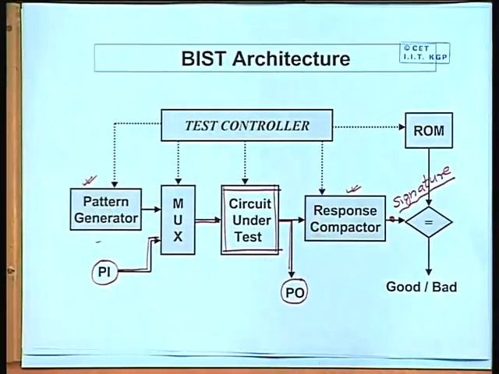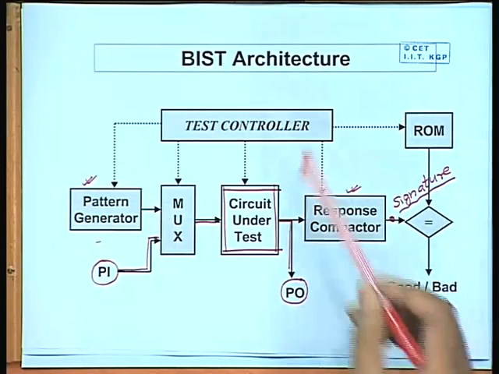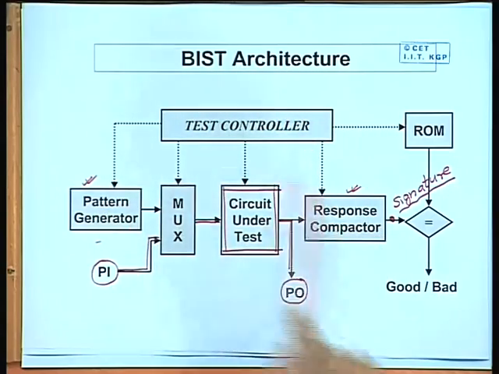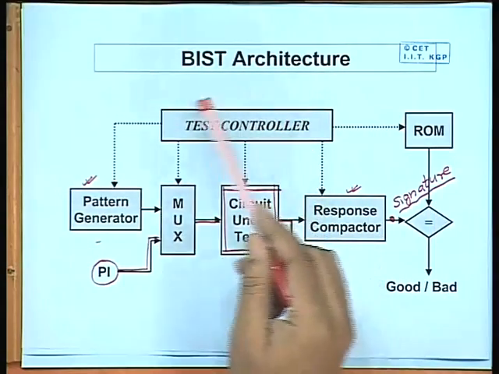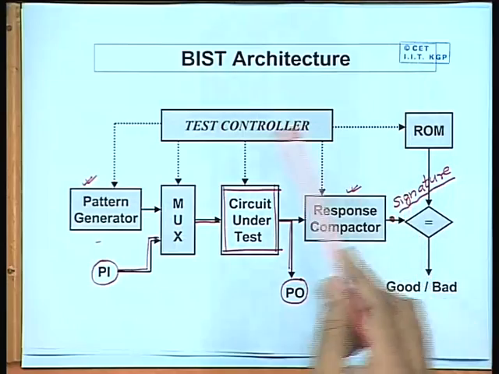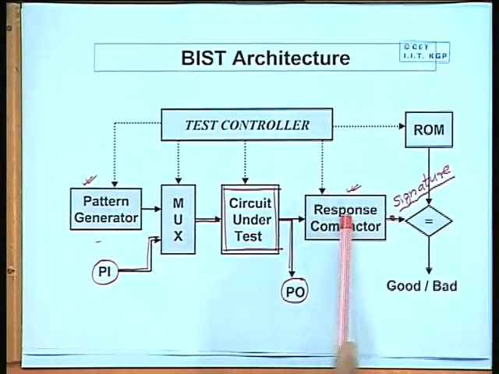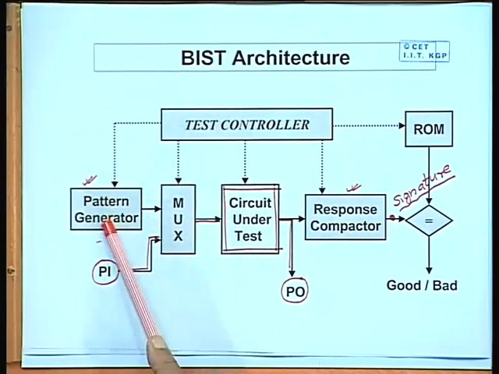Okay. But before going into these, let us first look at some of the popular general purpose hardware blocks which people use in BIST architecture. Well, you can easily correlate the architecture with respect to this diagram, because we need a pattern generator, we need a response compactor. Okay.